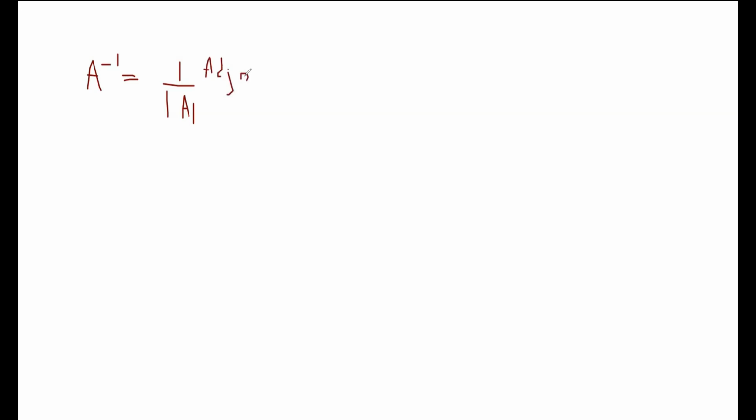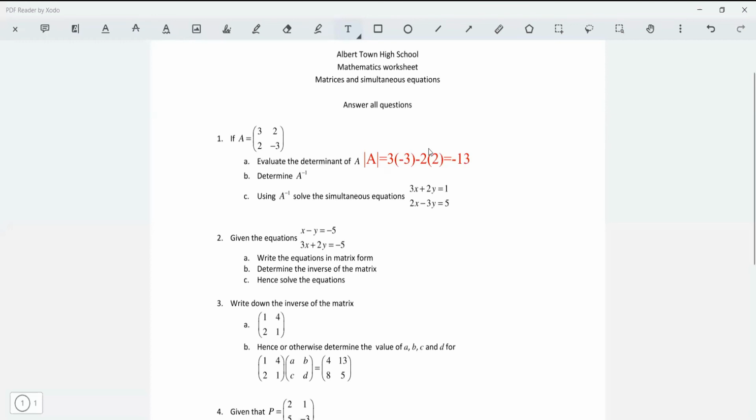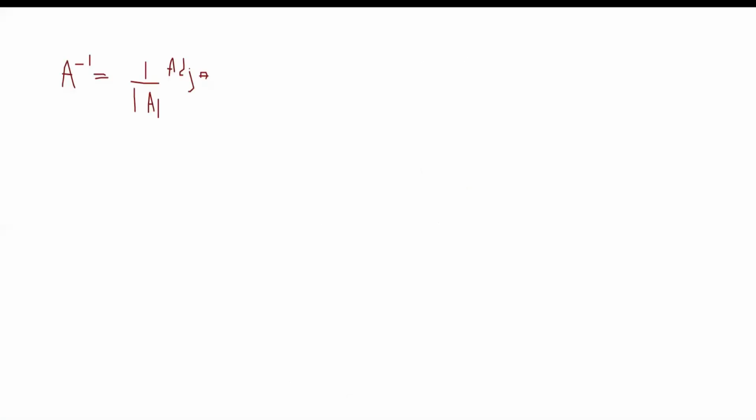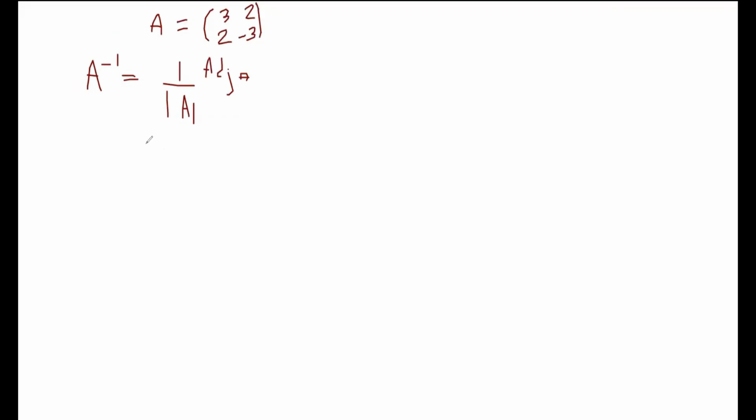All right. Then let's look back at what was A. A was 3, 2, 2, -3. Let's just put A right here. A is 3, 2, 2, -3. To find A inverse now, we already established that the determinant is -13. So it's now 1 over -13 times the adjoint of A.